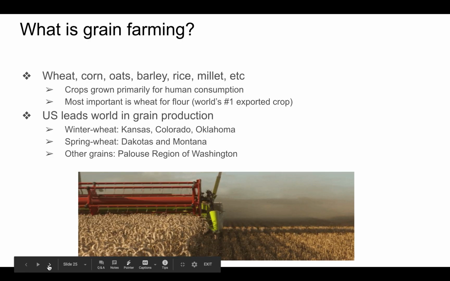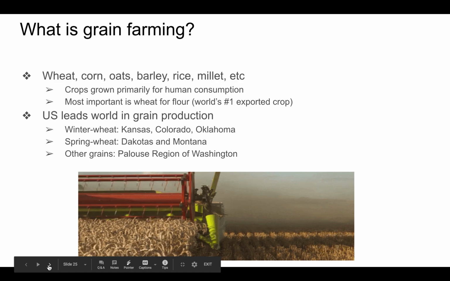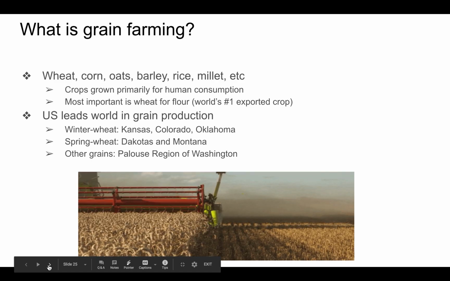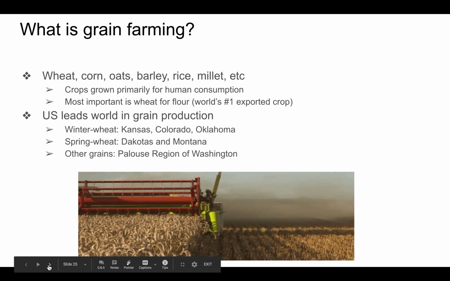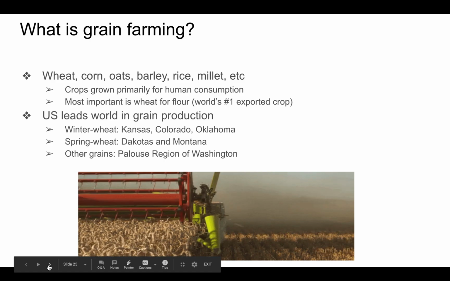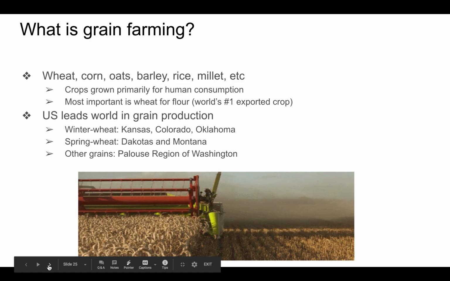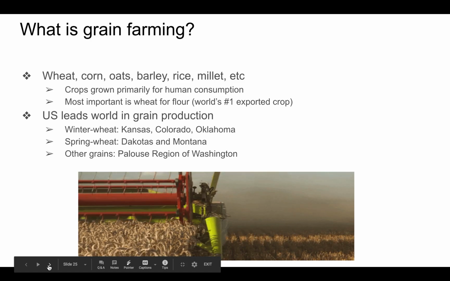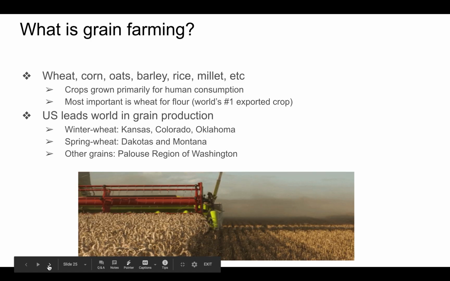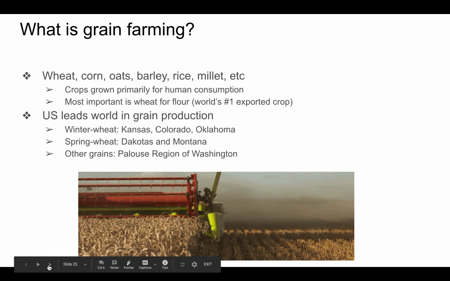Grain farming. This is solely consumed by humans. We have a lot of grains in a lot of our foods. I encourage you to look at the food you consume, especially carbohydrates or those in boxes, and you can see some form of grain is in there, whether it be corn, oats, barley, rice, or millet. Most likely it's going to be wheat.